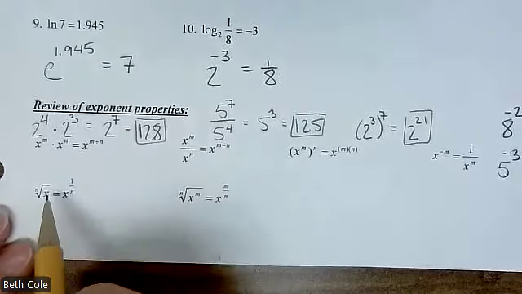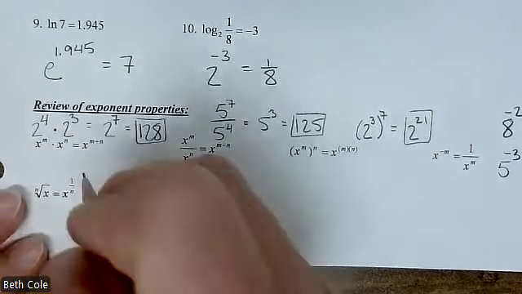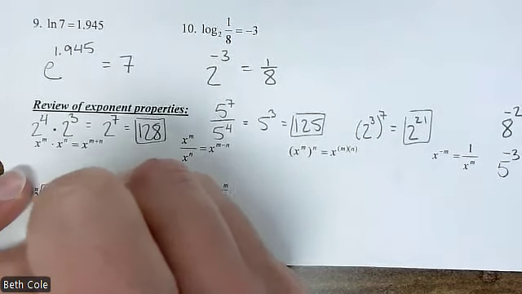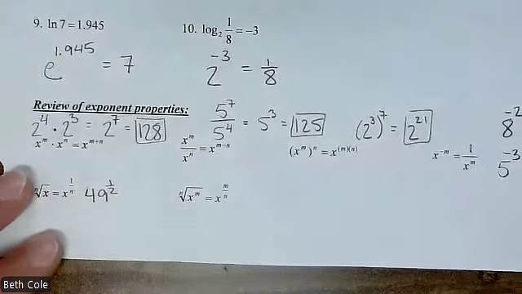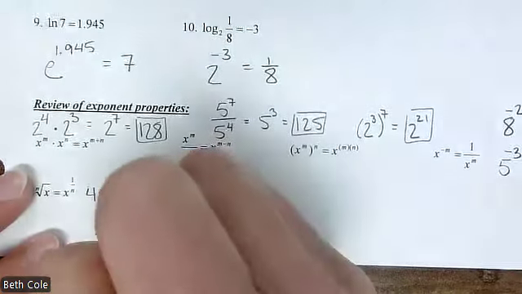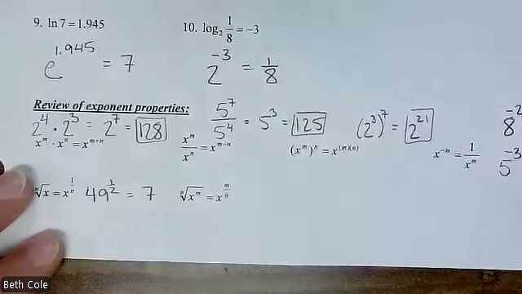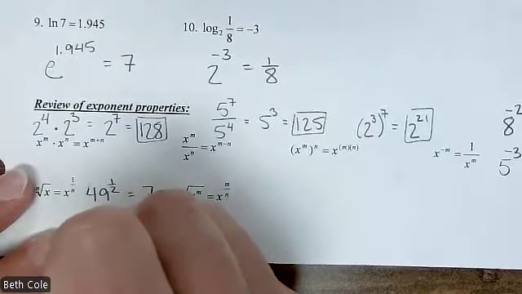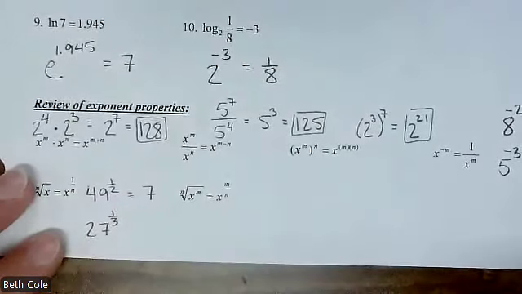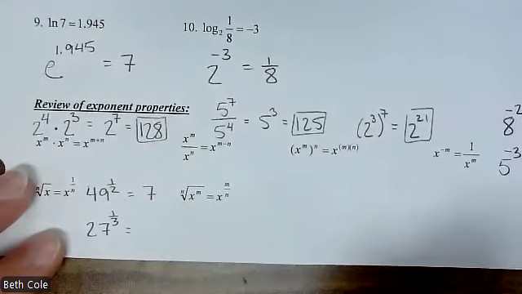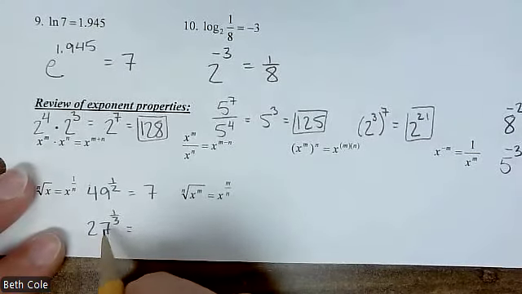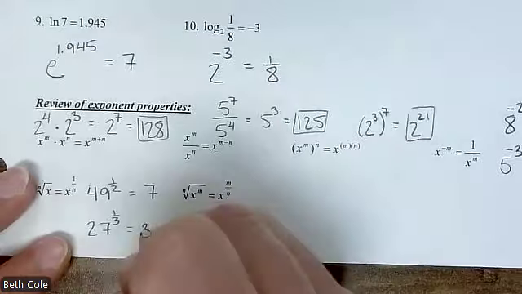All right, and then here are your fraction ones. So for example, let me make one up. If you have 49 to the 1/2, what's that going to give you? 7. If you have 27 to the 1/3, it means cube root of 27. 3. Good.